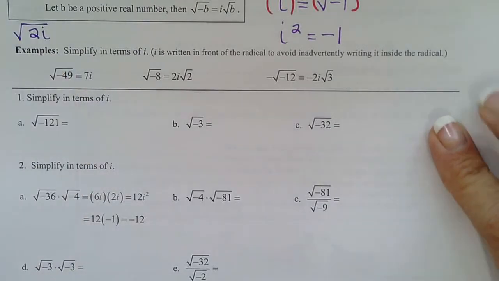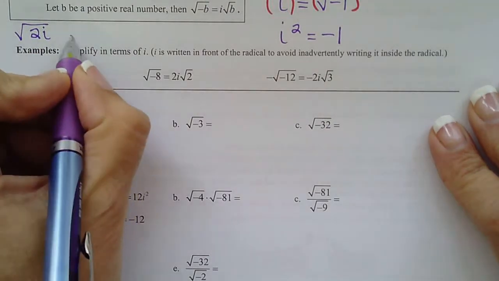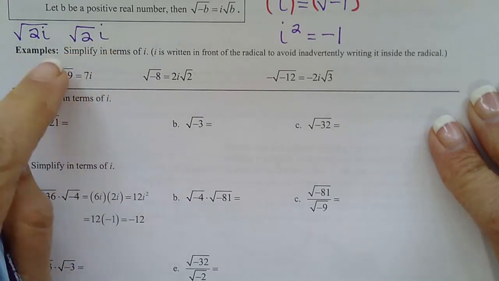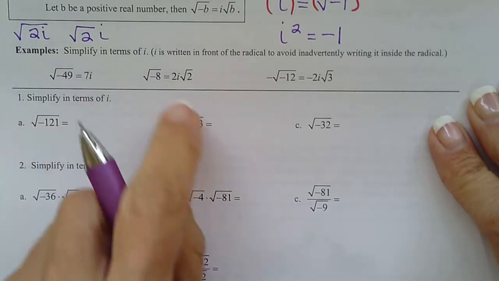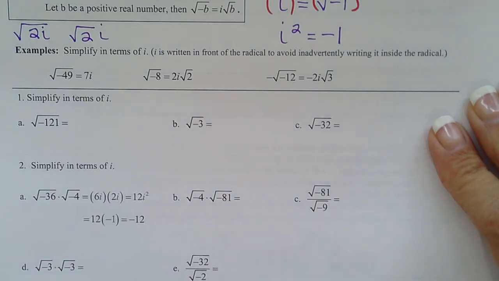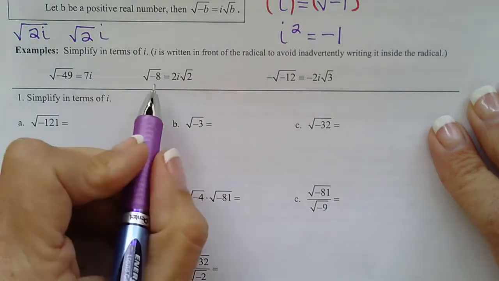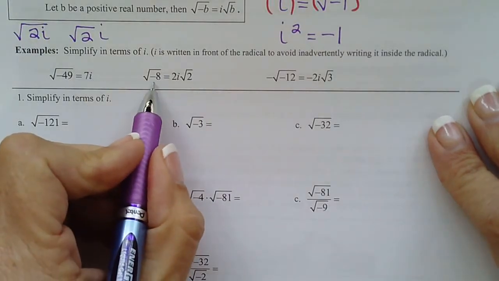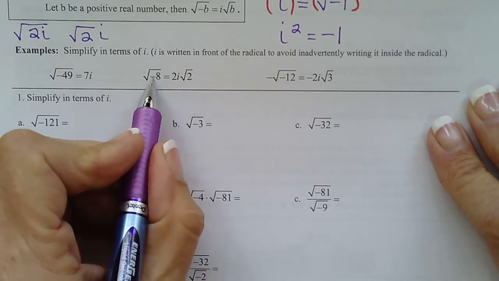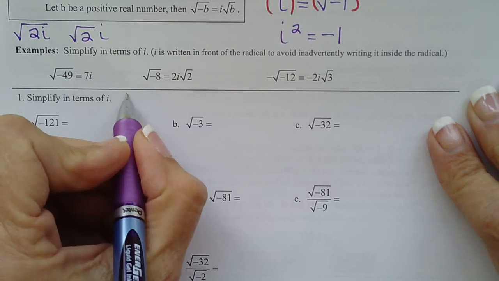And I'll go, that i looks like it's under the radical. I know they probably meant this, but sometimes it's really hard to tell whether it's under the radical or not. So anytime there's a radical in the problem, we put the i in front of it so it doesn't go at the end. So square root of negative 8, we have the i coming out.